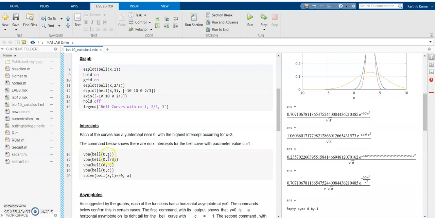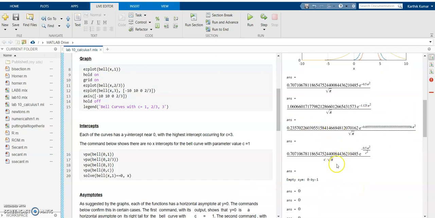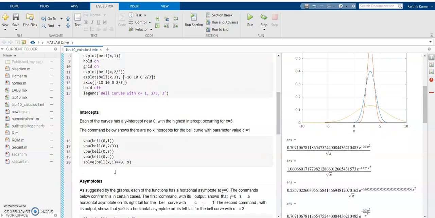So VPA bell of 0, c, where x is equal to 0, and I'm fetching for different values of c. Say if c is equal to 1, 2 over 3, 3, and in general for any value of c. The answer that you get here is for any value of c. Plug in any c here, and you should go back to one of these solutions. Say for c equal to 1, you should go back to this solution. For c equal to 2 over 3, you go back to this solution. So this is a general case. You can plug in any value of c. Okay. Now let's look at asymptotes.